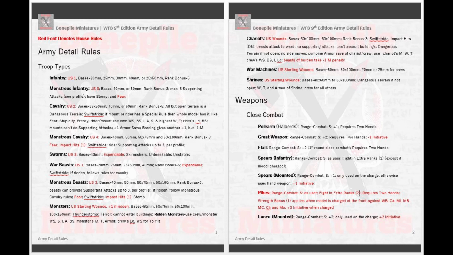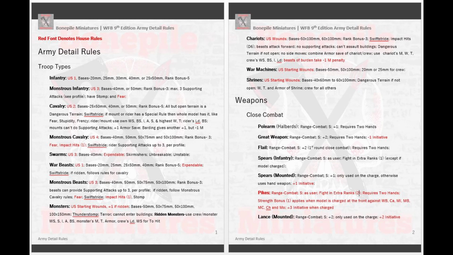And as you can see, there's only a few changes here. The first one is under great weapons. The range of the weapon is in close combat. They give a +2 strength bonus. They have the requires 2 hands rule. And we've added that they give a -1 initiative penalty. And this replaces the always strikes last rule in the 8th edition.